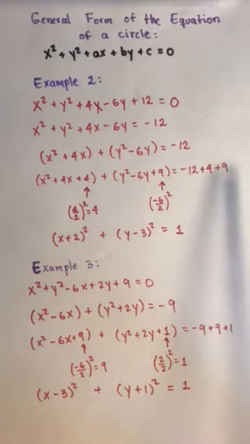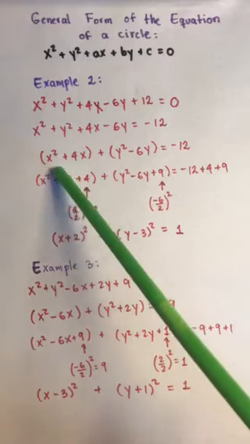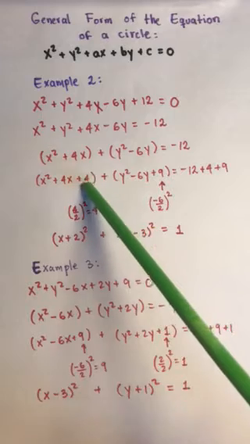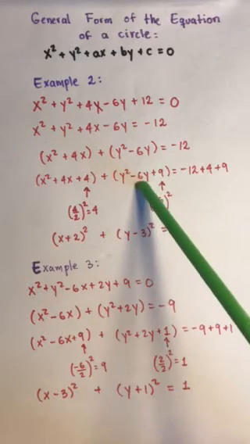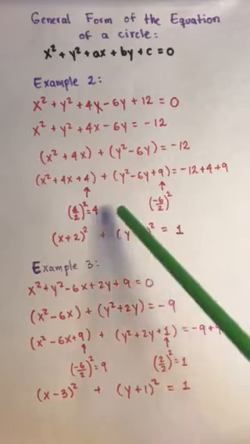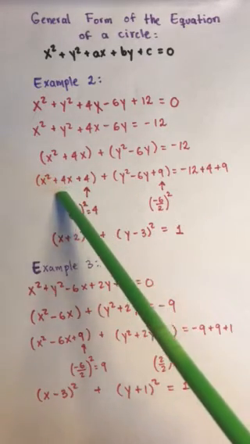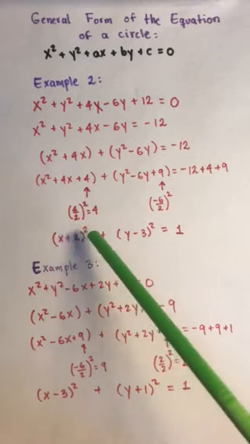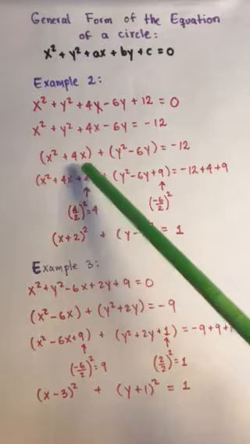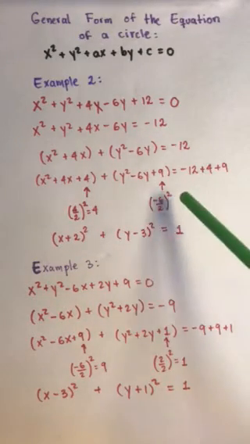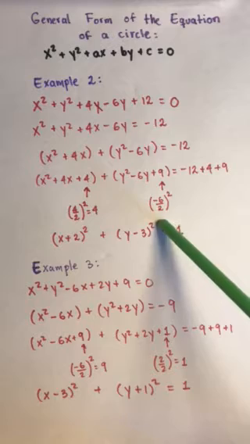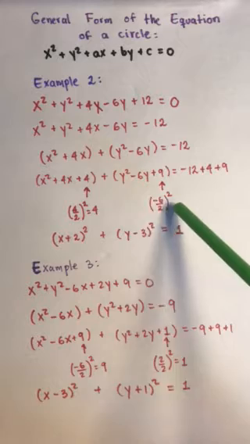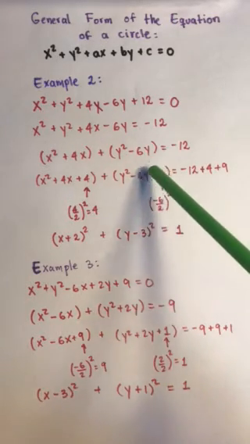It's pretty fun. We have 4x. The number next to the x is what we're going to use to get this 4, and the negative 6 is what we're going to use to get the 9. So how do we do it? We take the number that is here, 4, divide it by 2, and square it. So 4 divided by 2 equals 2, and 2 times 2 equals 4. Here we got the same 4. Here, for example, we have negative 6 divided by 2. We always divide by 2 and square that number. So negative 3 times negative 3 equals 9.